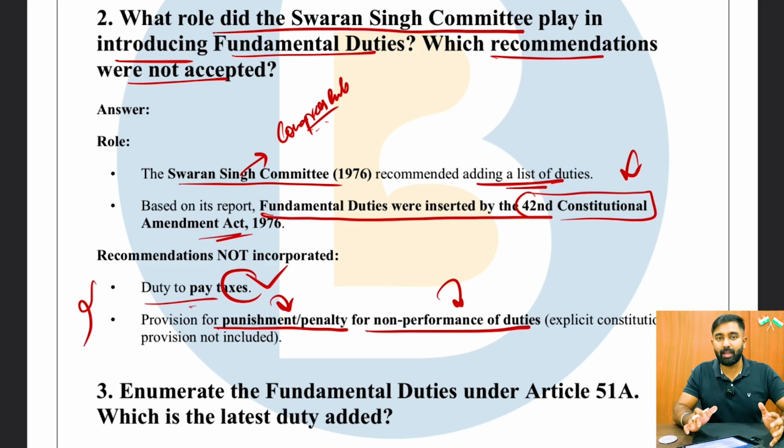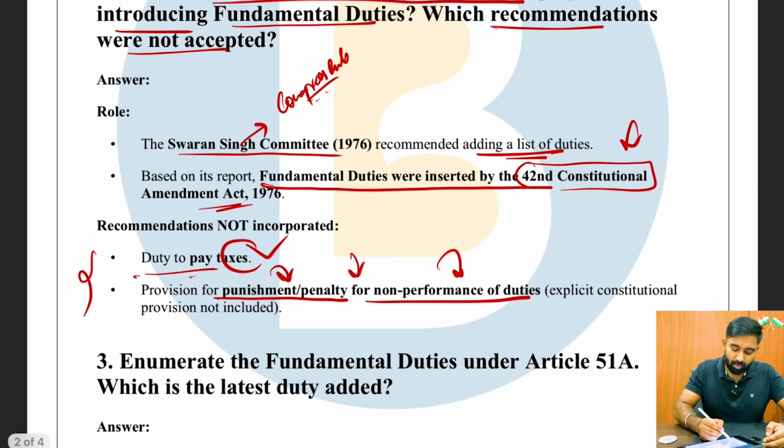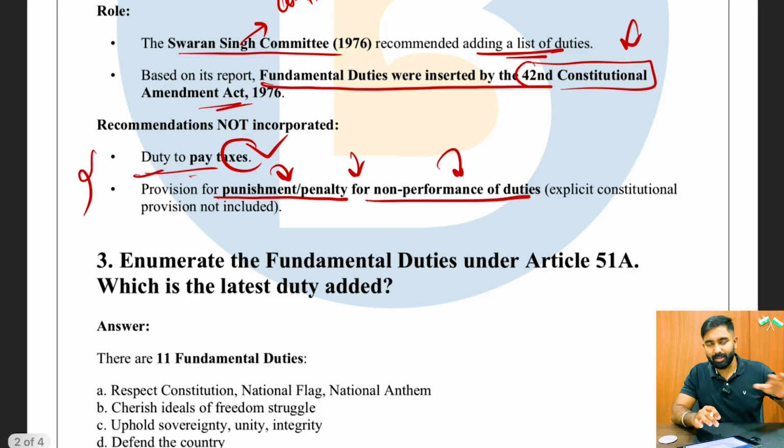So these are some of the things which the government back that time did not agree to, right? These recommendations were not approved for that matter. So which are those? Duty to pay taxes, provision for punishment, right? And also there are a few more lists which are given in Lakshmikant. Please go check them as well.